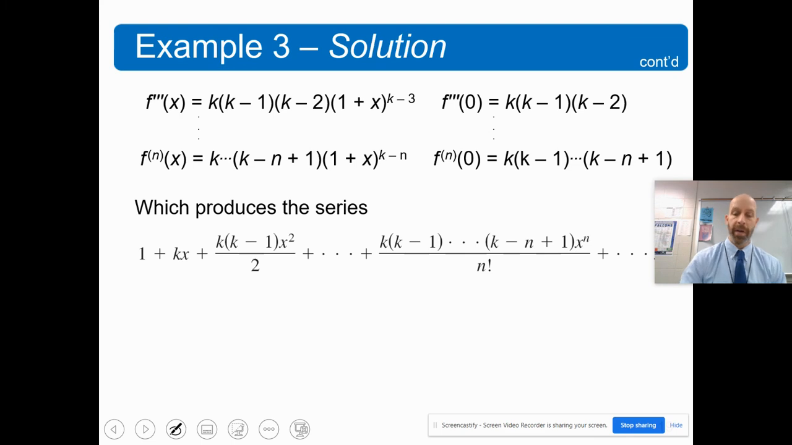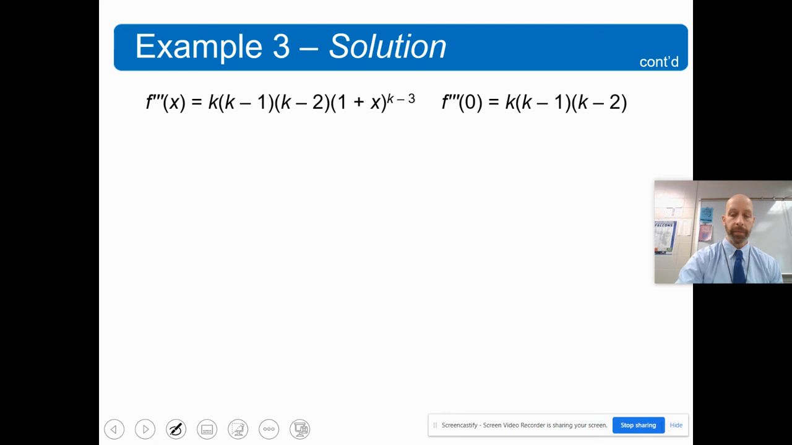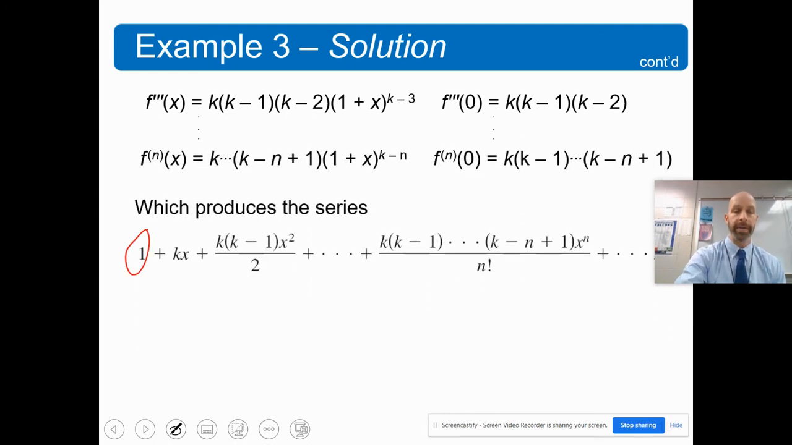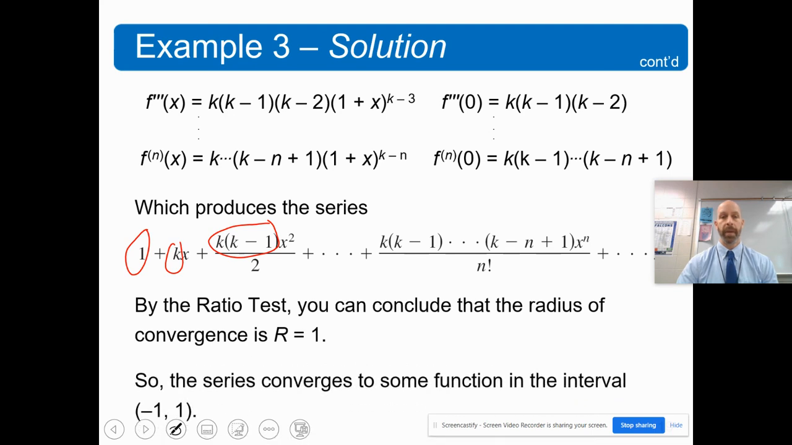So this is going to produce the following series. Again, if we went back to this first one, remember, f of 0 was 1. So that's where the 1 is. f prime of 0 was k. f double prime of 0 was k times (k minus 1), over 2, etc. So by the ratio test, we can conclude that the radius of convergence here is r equals 1. I'll leave that for you to investigate. So the series converges to the function in the interval from -1 to 1.